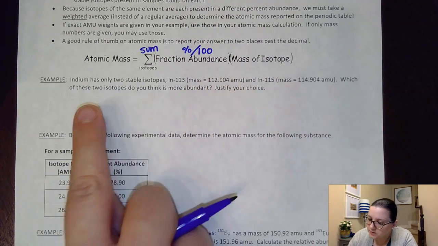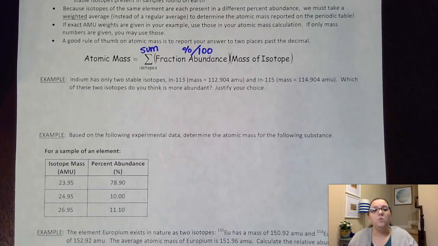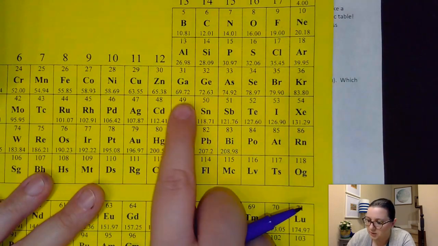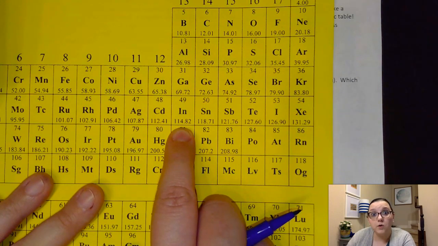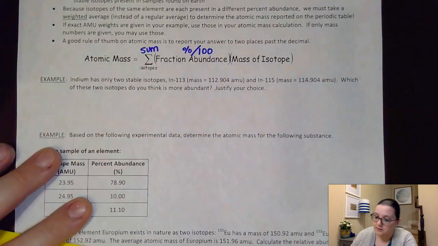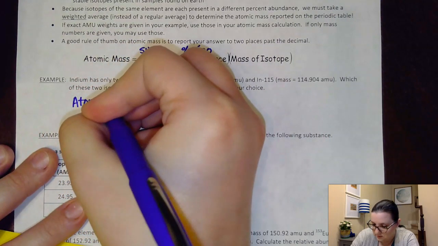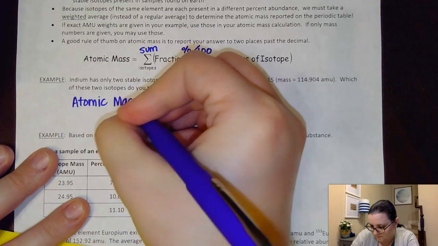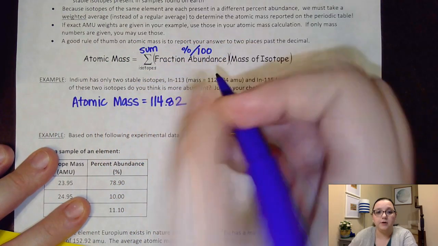It asks, which of these two isotopes do you think is more abundant, and justify your choice? Well, the first thing we need to do is we need to know what the average is for indium. And so I would go to my periodic table, and I see that indium, atomic number 49, has an average atomic mass of 114.82. So I'm going to write that down here, that its atomic mass is 114.82, according to the periodic table.